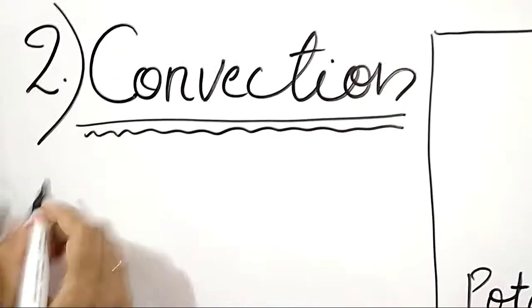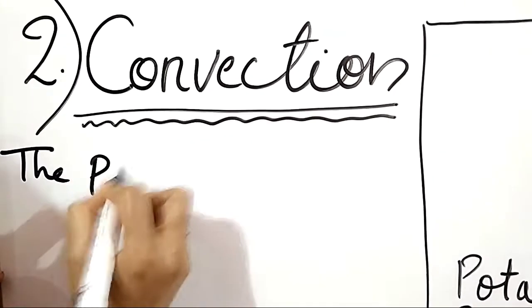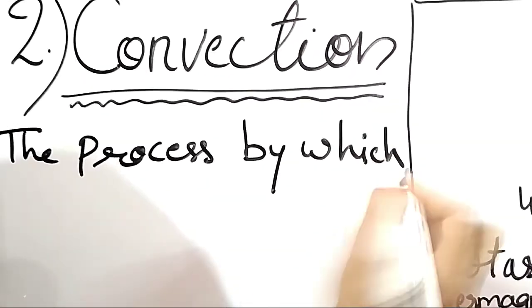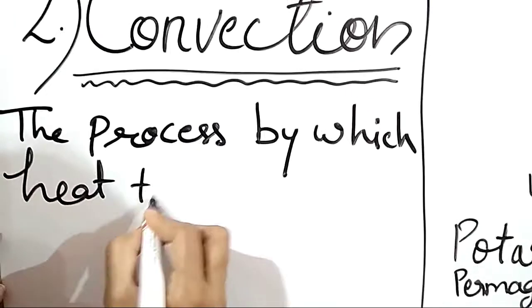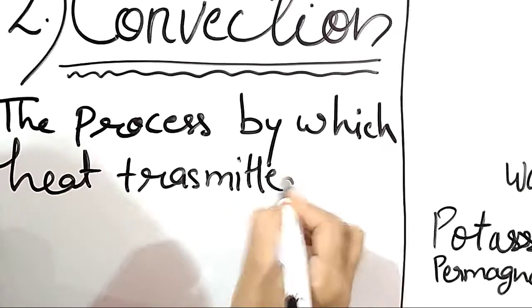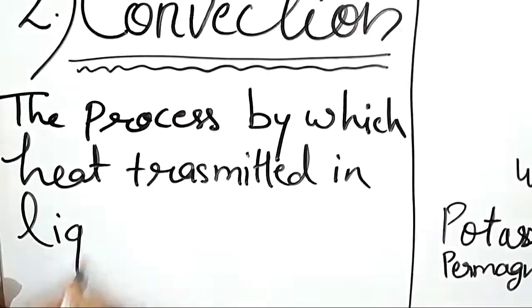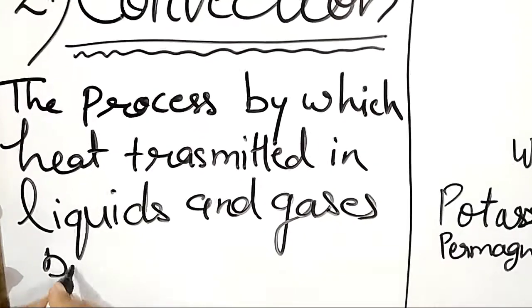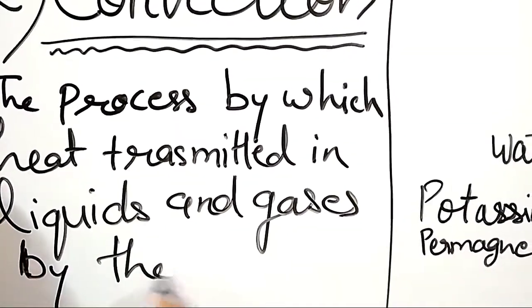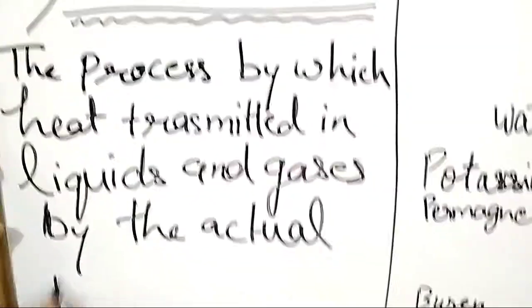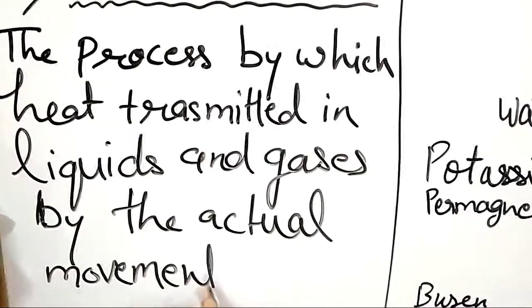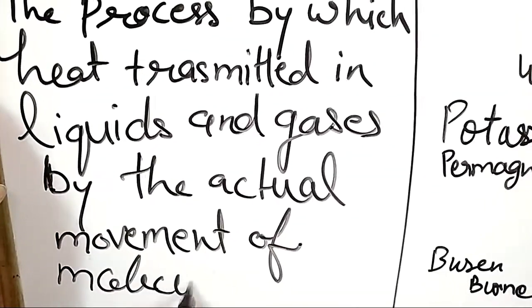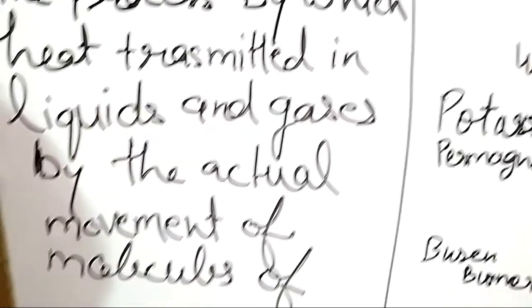So the definition of convection will be: the process by which heat is transmitted in liquids and gases by the actual movement of molecules.